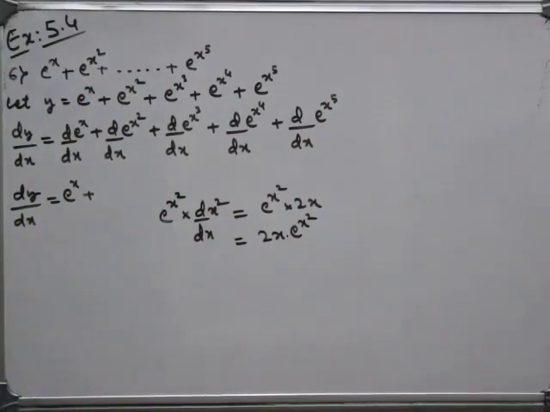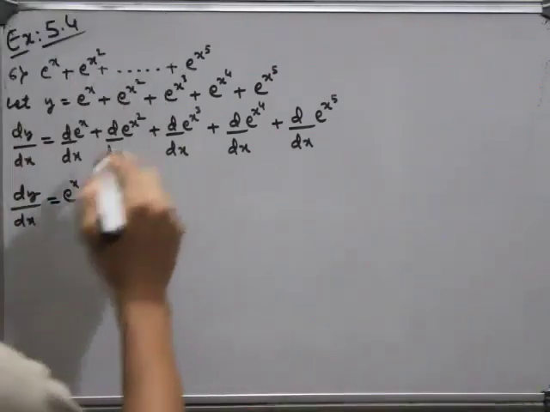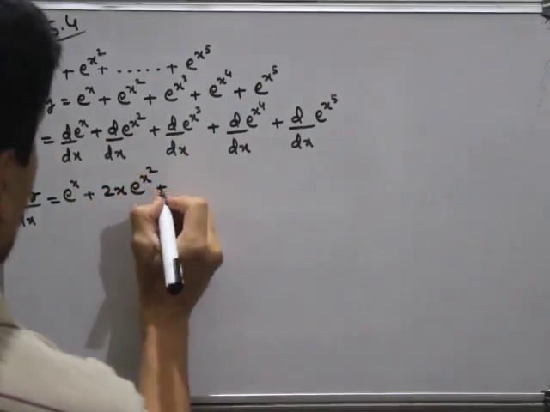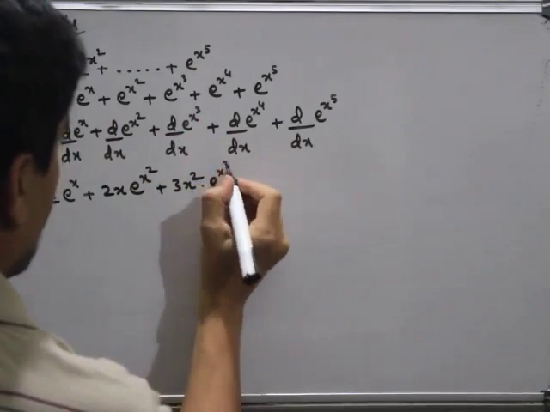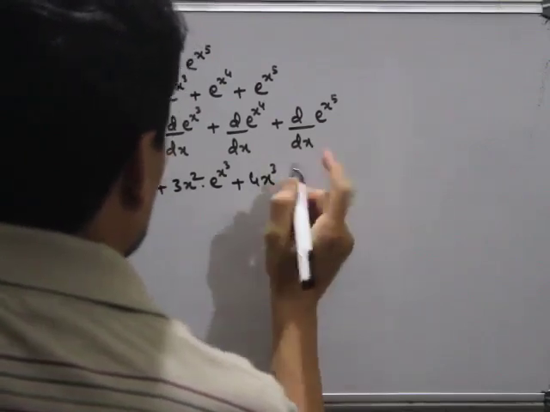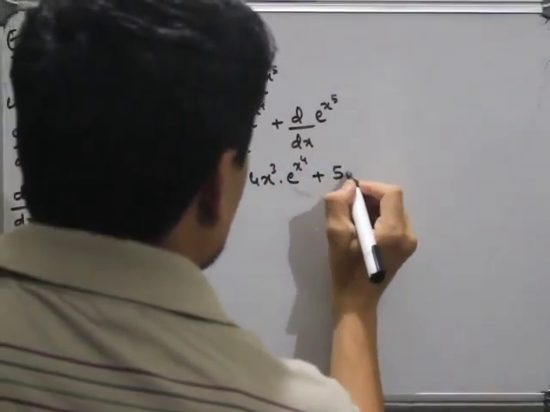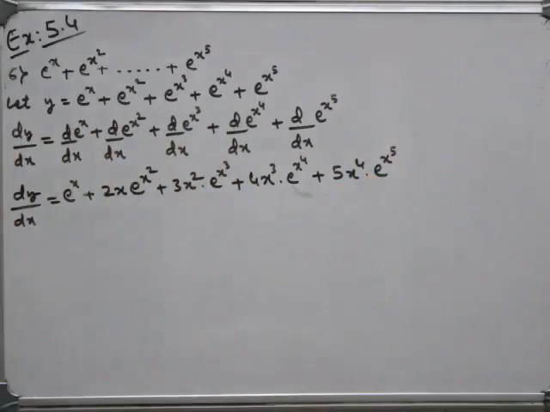Now let us write for all the other functions. 2x into e power x square plus this one 3x square into e power x cube plus 4x cube into e power x to the power of 4 plus 5x to the power of 4 into e power x to the power of 5. Okay, this is the solution for 6th question.